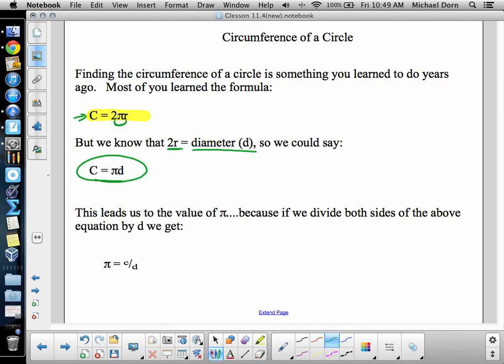Because this is not like the first time you've ever seen the formula for circumference. All right, that's old. Now, just as a curiosity, the value of pi actually comes from this formula.